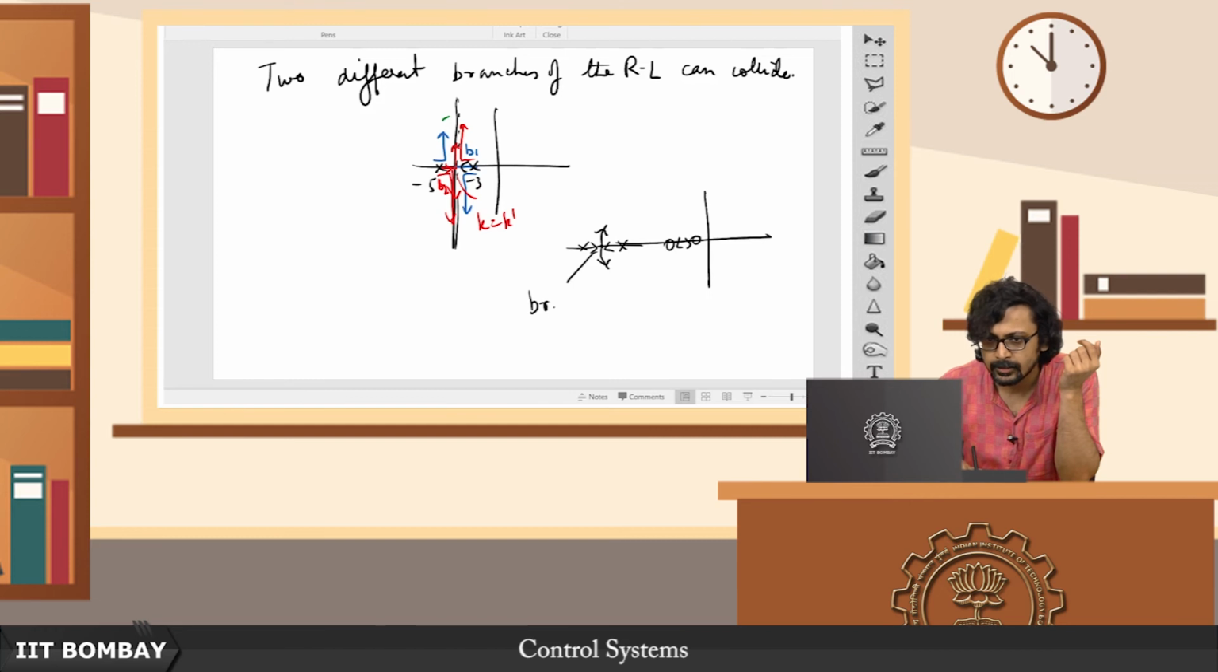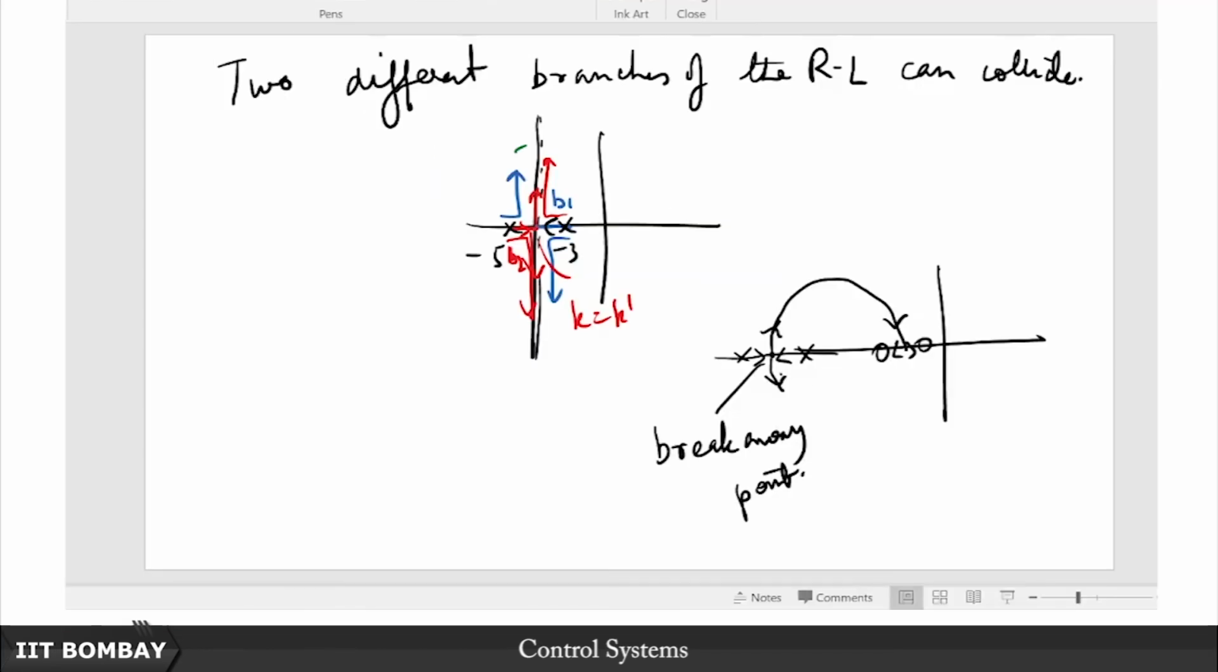So this is called a breakaway point, and then it comes in and breaks into the real axis here. Of course this is symmetric, even if my sketch doesn't suggest so. So this is a break-in. It's a break-in point.